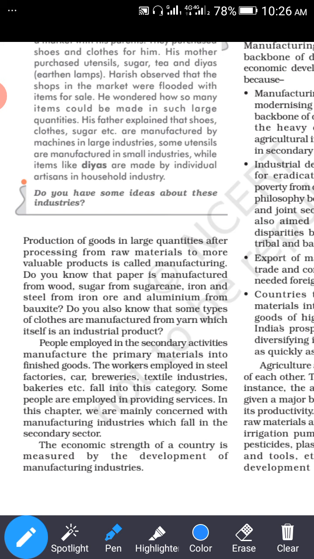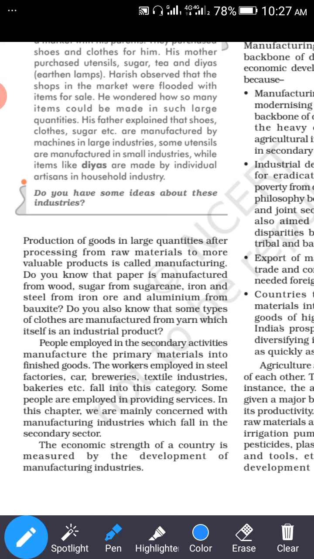Like this, iron and steel. Iron and steel are not naturally present on the earth surface. Or aluminium is not naturally present on the earth surface. Then how do we get it? The iron and steel from iron ore and aluminium from bauxite. But what are we doing? And by these things, how are they manufactured?